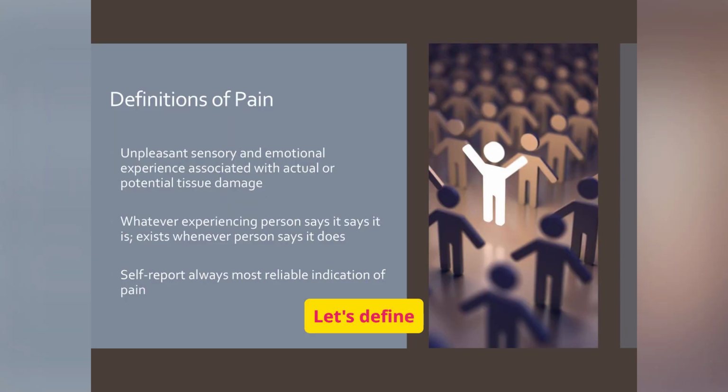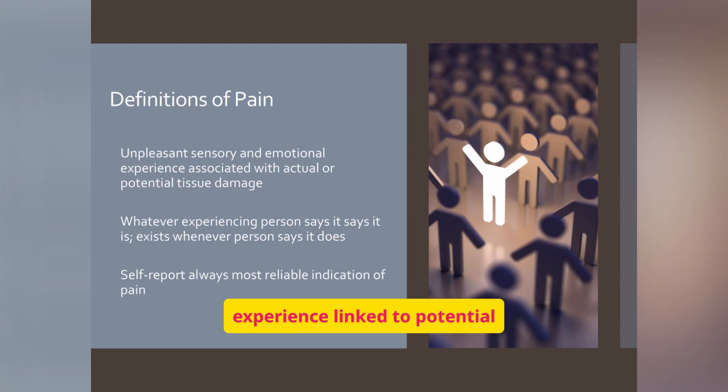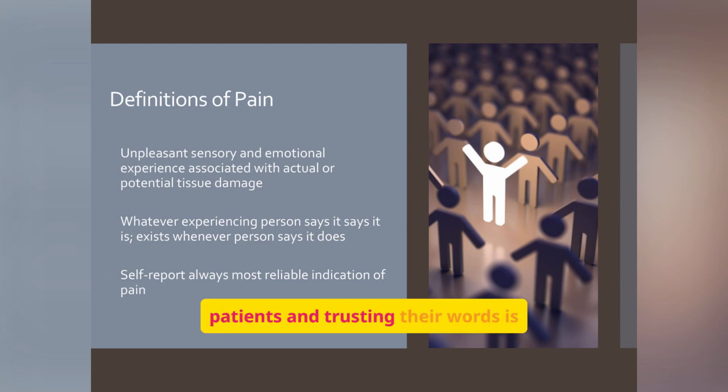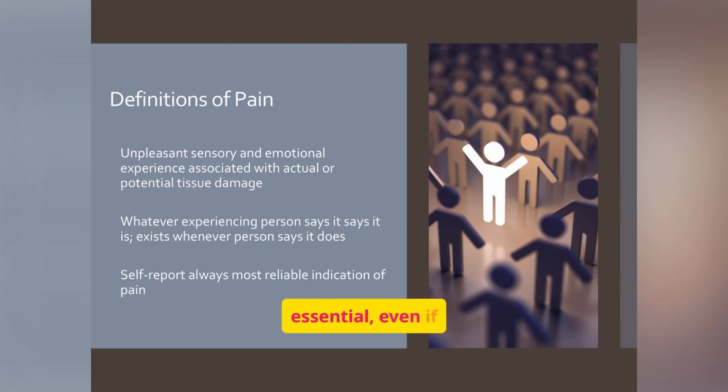Let's define pain. It's an unpleasant sensory and emotional experience linked to potential tissue damage. Importantly, pain is whatever the experiencing person says it is, existing whenever they say it does. Self-reporting is the most reliable indicator. This definition reminds us that pain isn't just physical, it's emotional and deeply subjective. That's why listening to patients and trusting their words is essential, even if there's no obvious physical cause.